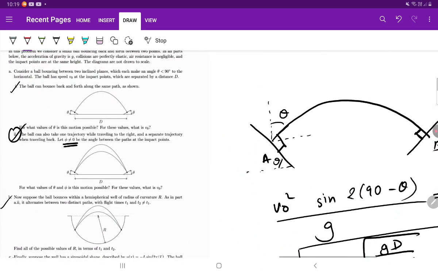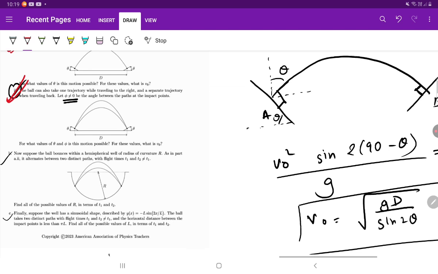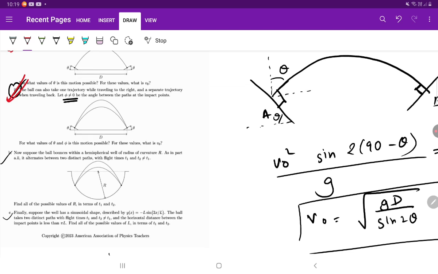Okay, so the viewer who has commented must have got his answer from the second part, because he asked only that much. Well, in this question, I'll be solving part B and part C also. So, part B says that suppose the ball bounces within a hemispherical well of radius of curvature r. As in part A, it takes two alternative distinct paths with times of flight t1 and t2, where t2 is not equal to t1. Then you have to tell me the possible values of r in terms of t1 and t2.